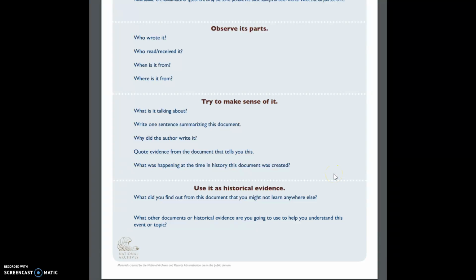And finally, once you're finished with this document, you want to start thinking about what other types of documents or pieces of historical evidence that you could find to use to help you further understand the event or the topic in history that you're learning about through this document.